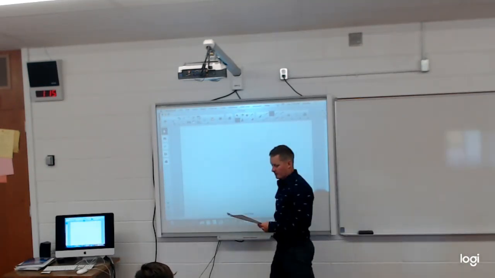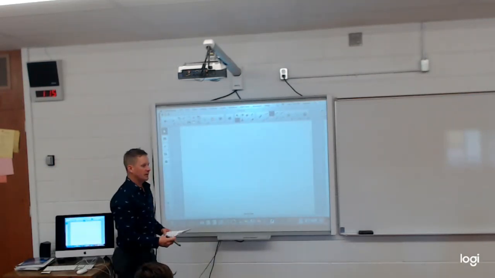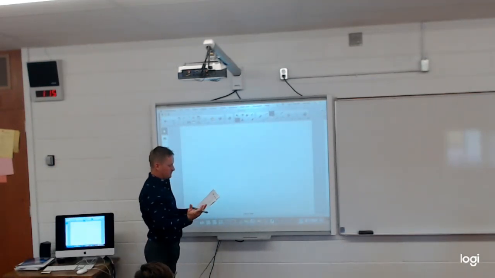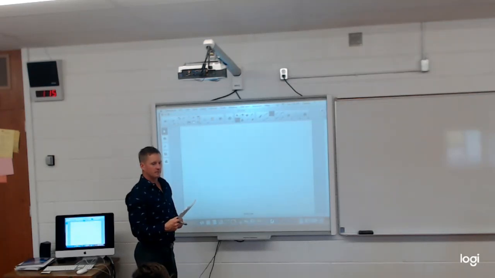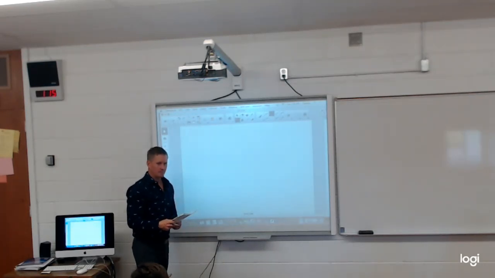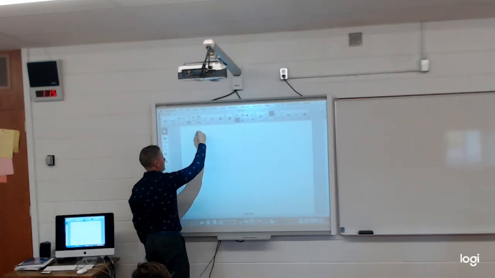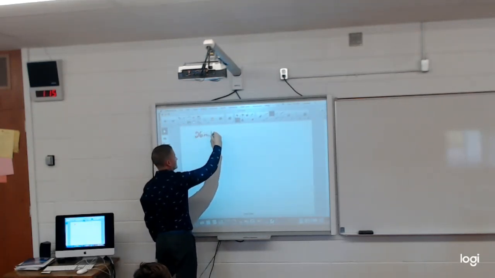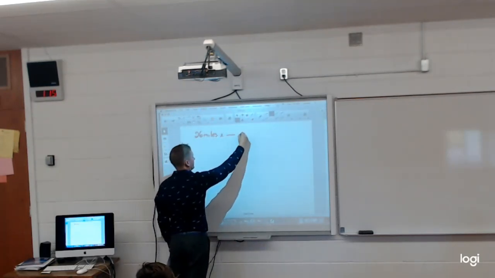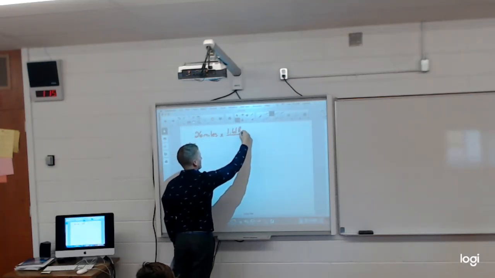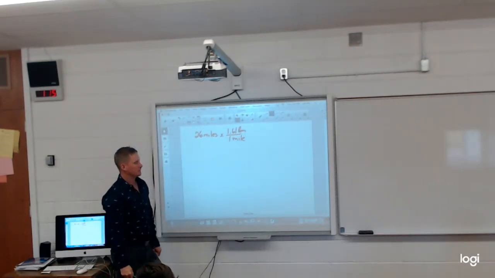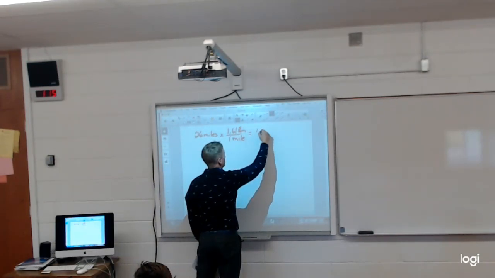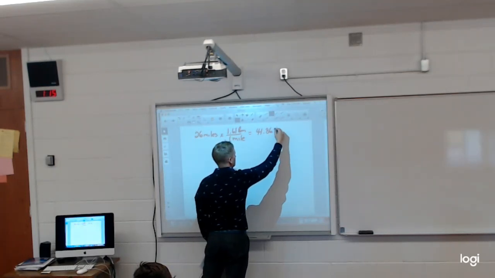They give you 1 mile is 1.61 kilometers. What would you like to do here? Well, first, you'd convert the 26 miles to kilometers. Okay, let's start with that. So 26 miles times 1.61 kilometers per mile, is that right? Yeah, per mile. So then that would equal 41.86 kilometers in 26 miles.